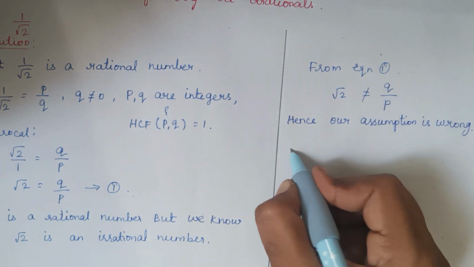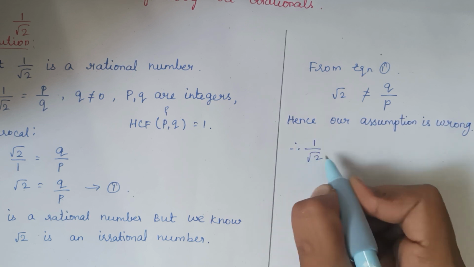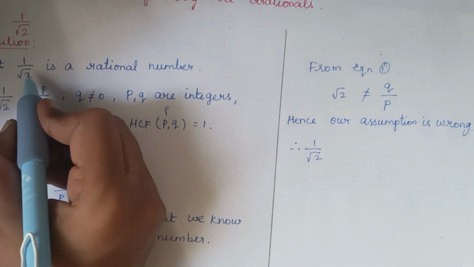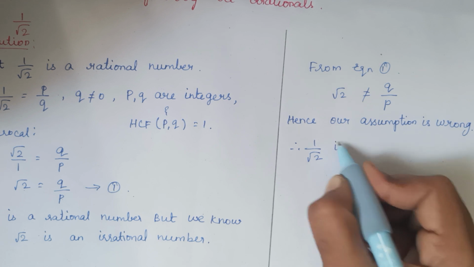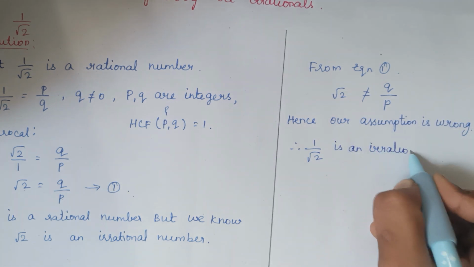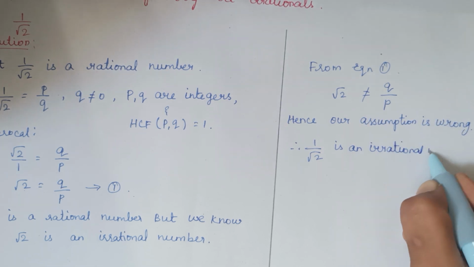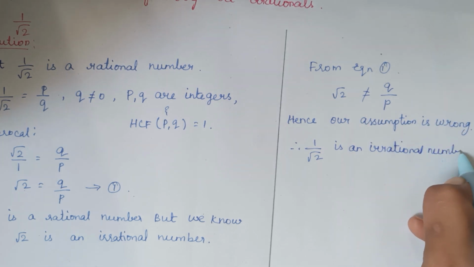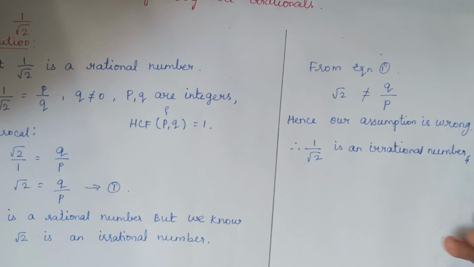So therefore 1 by root 2 is an irrational number. Okay.